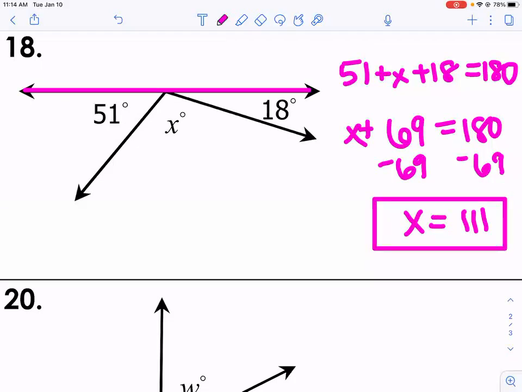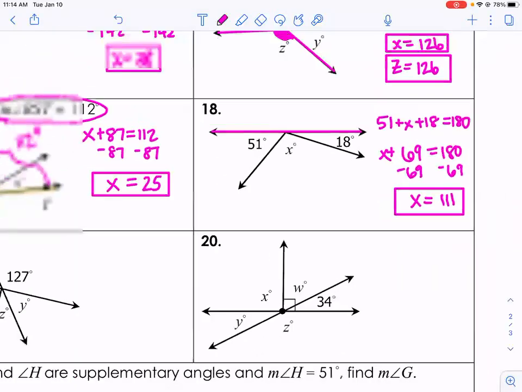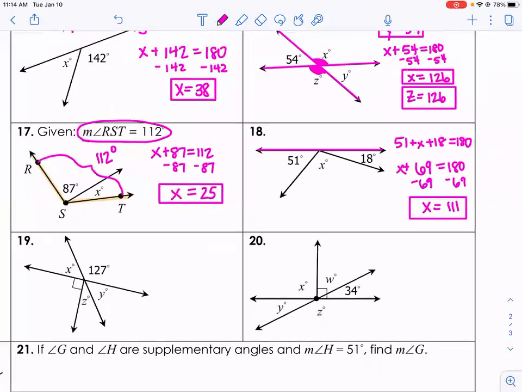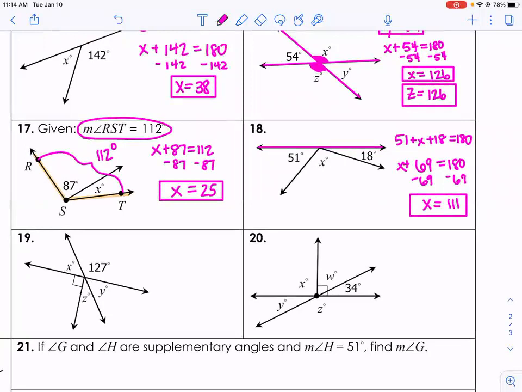That's an angel number, nothing. Why are you laughing? Angel number. 111.